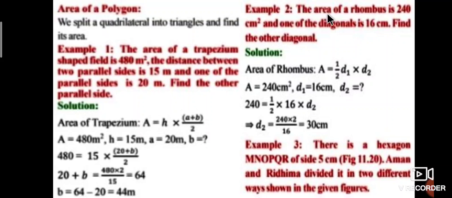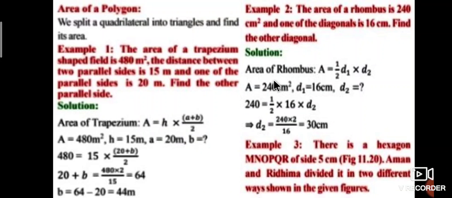The area of a rhombus is 240 centimeter square and one of the diagonals is 16 centimeter. Find the other diagonal.